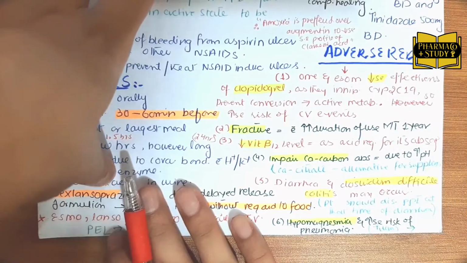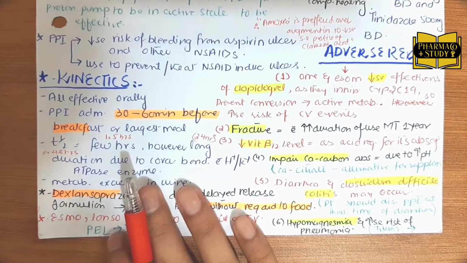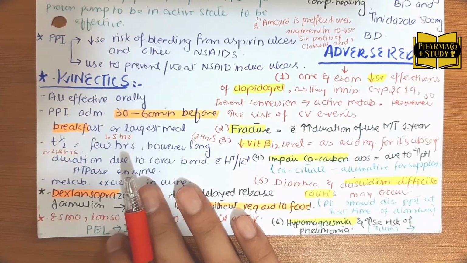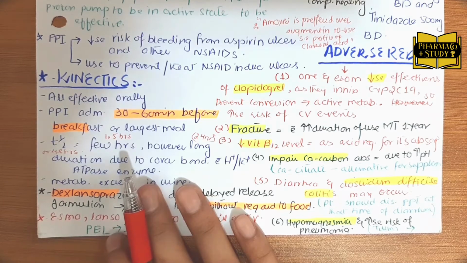The adverse drug reactions of these drugs are extremely important and extremely powerful. Omeprazole and esomeprazole, these two drugs, not the whole class, decrease the effectiveness of clopidogrel as they inhibit cytochrome 2C19. Now when it inhibits 2C19, what will happen?